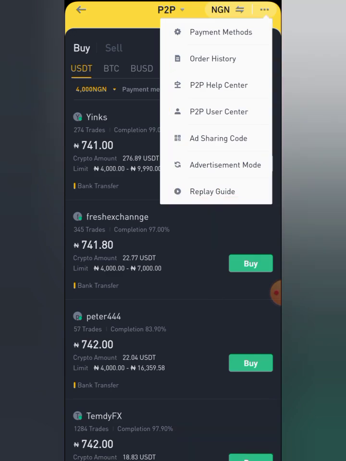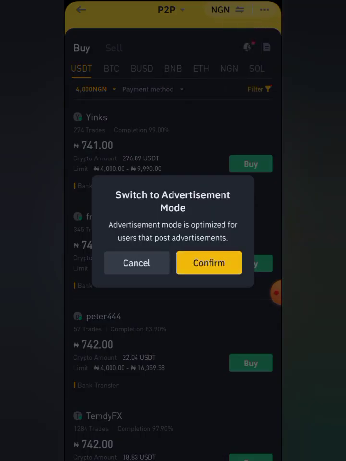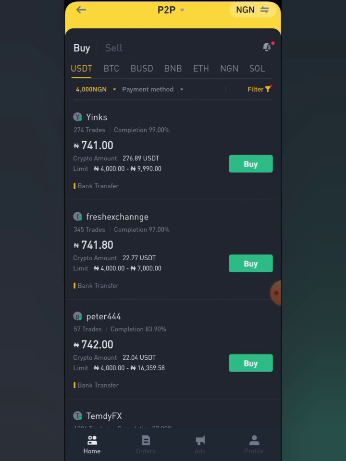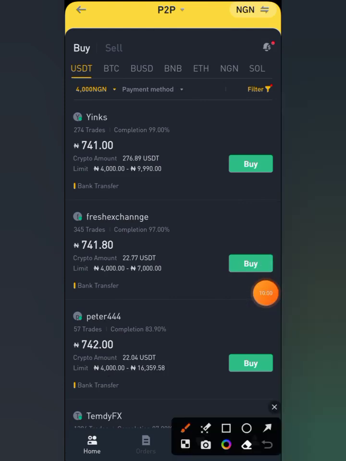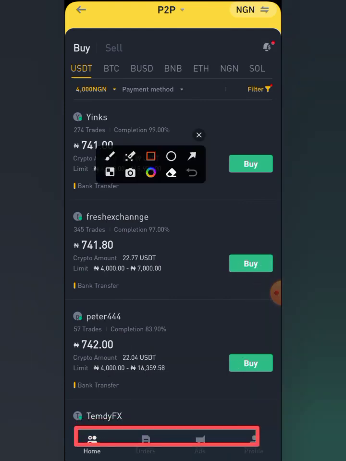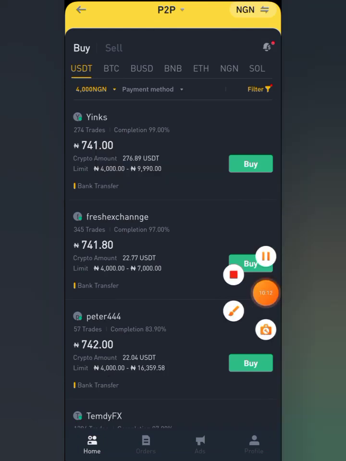Once you are seeing all these things, the one you are going to click on is advertisement mode. So once I click on it, I will say confirm, and then I have gone to advertisement mode. Now you can see this wasn't showing before. Now you can see it is showing where I can post my ads.